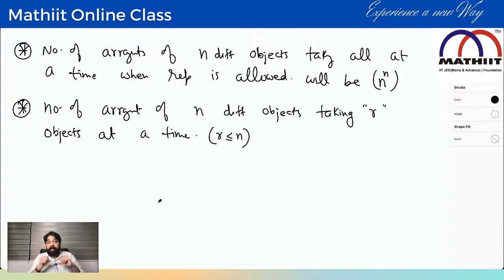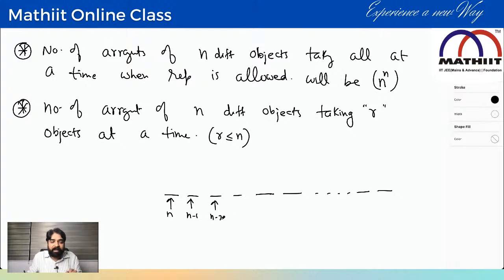It means I am not taking every object, I am taking only a few objects. How many objects am I taking? r objects. r objects means we will make r places. Watch very, very carefully, everybody. So the first place I can fill in n ways. The second place in n minus 1 ways. Third place n minus 2 ways. Total r places are there. Fourth place n minus 3 ways.